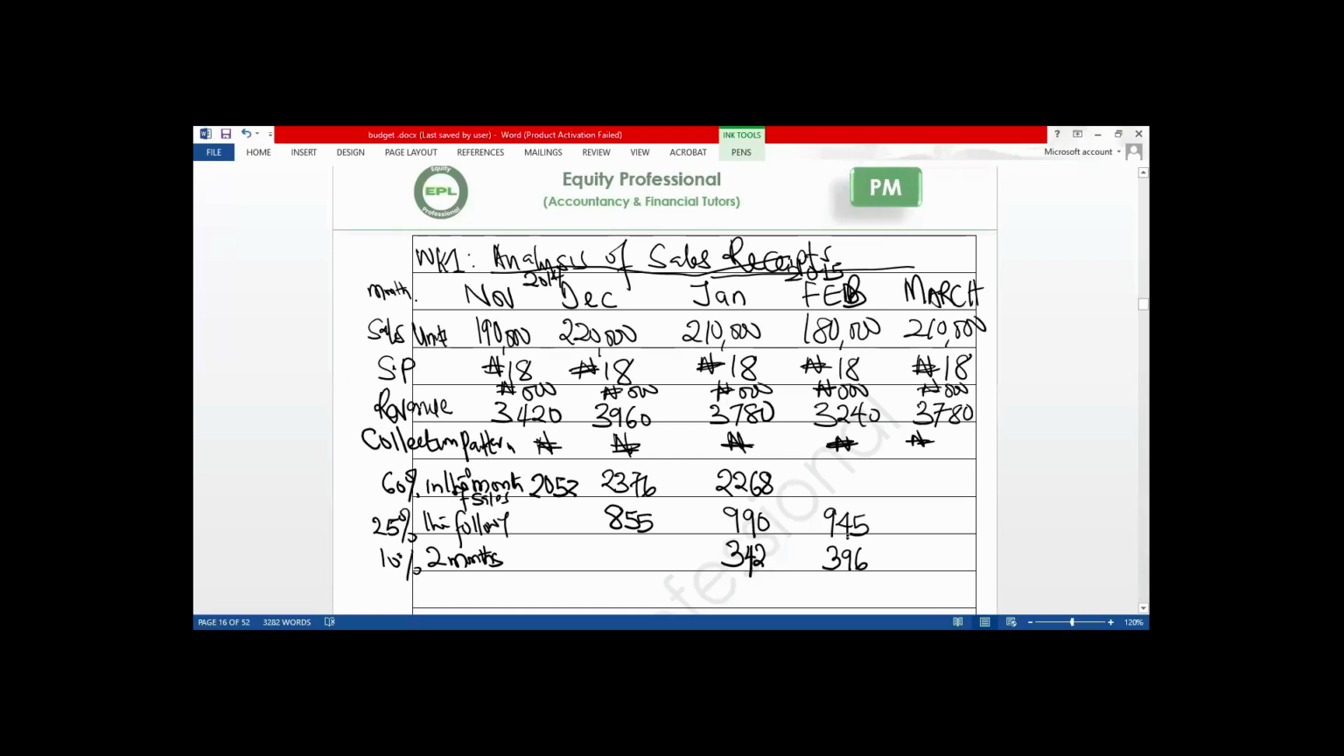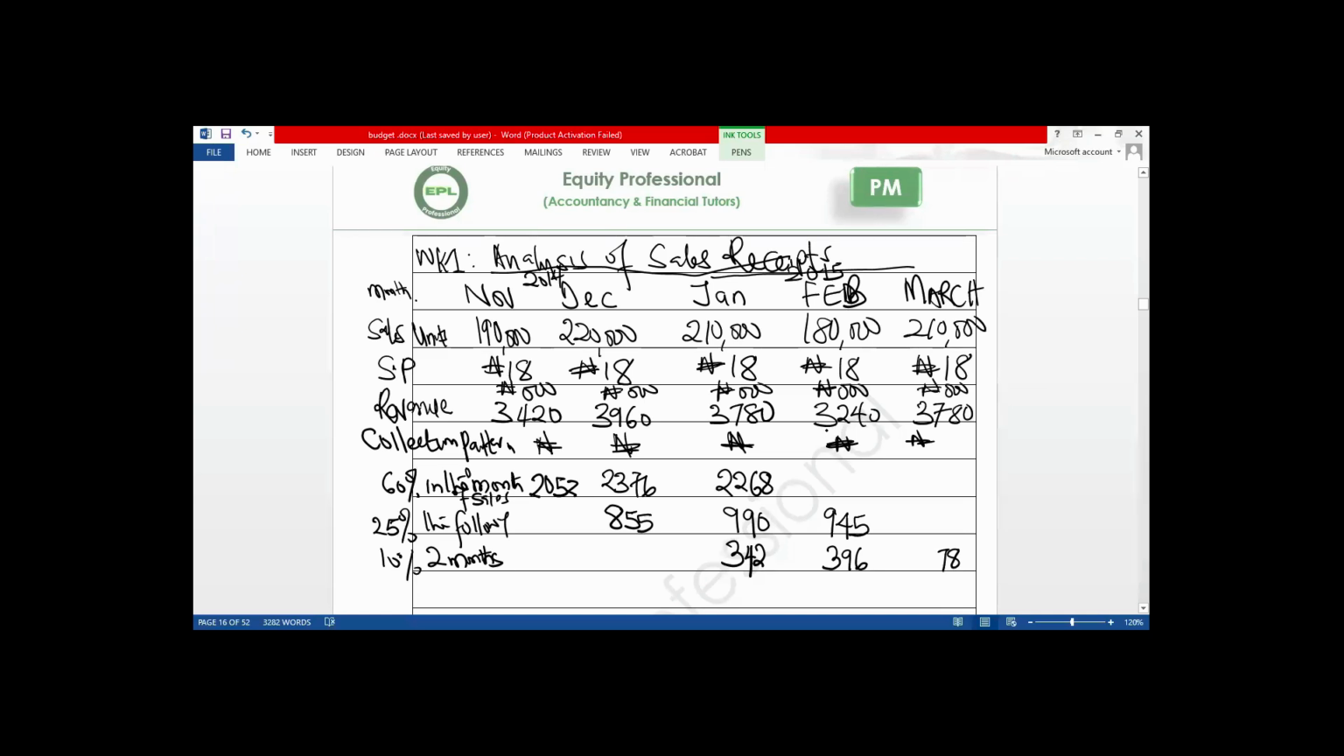That will be collected a month after January, so that will take us to February. 10% will take me to March. The 10% is 378. We are done with January collection. Move to February.